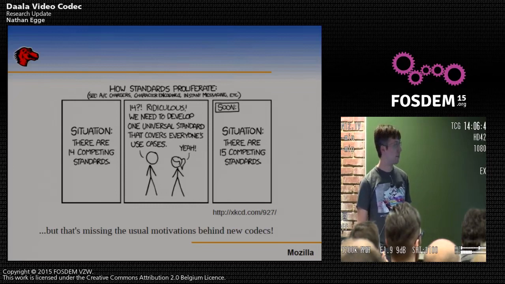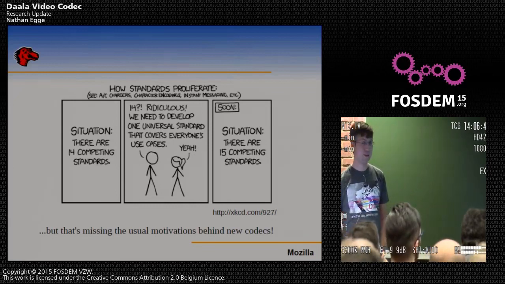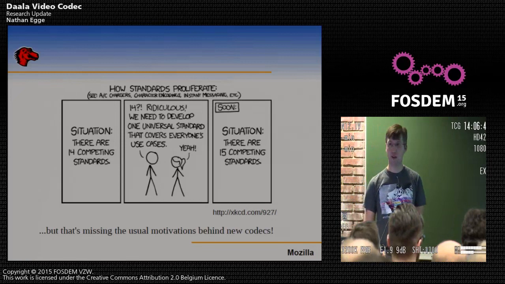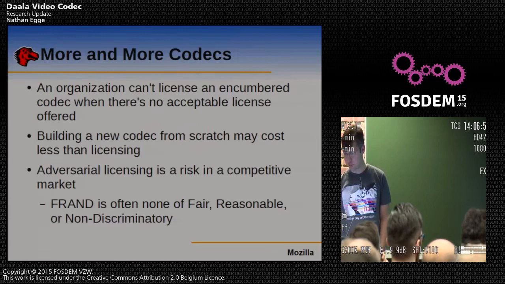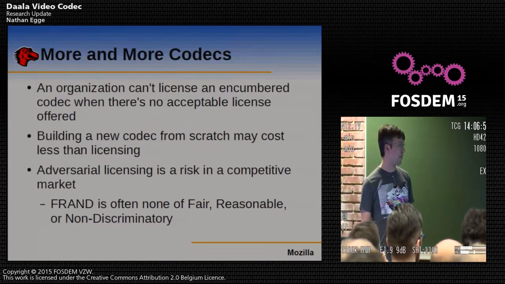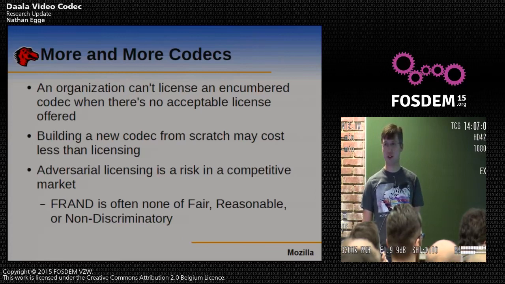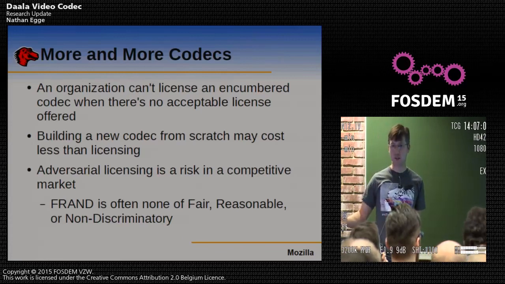So developing new codecs is kind of missing the point. The compatibility argument is kind of missing the point here. There are other really good reasons, and these are all mostly around cost and licensing. You can't license an encumbered codec if there's no acceptable license. For certain video codecs, if you call them to license their codec, they'll give you option A or option B, and neither one of these applies to you. So there's no acceptable way for you to even get a license.